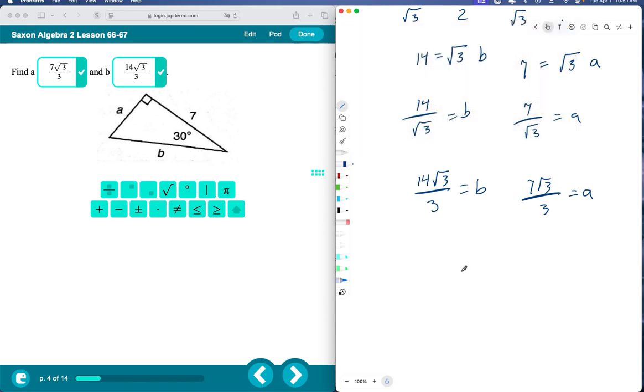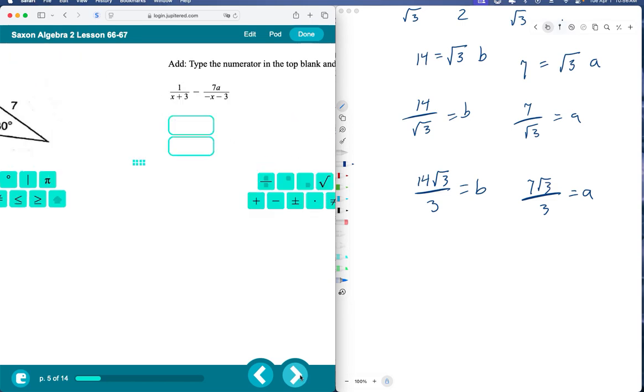So you could do it two ways. It's just all about formatting in the situation. They wanted the similar triangle format. Okay, next problem. Let's look at this one.